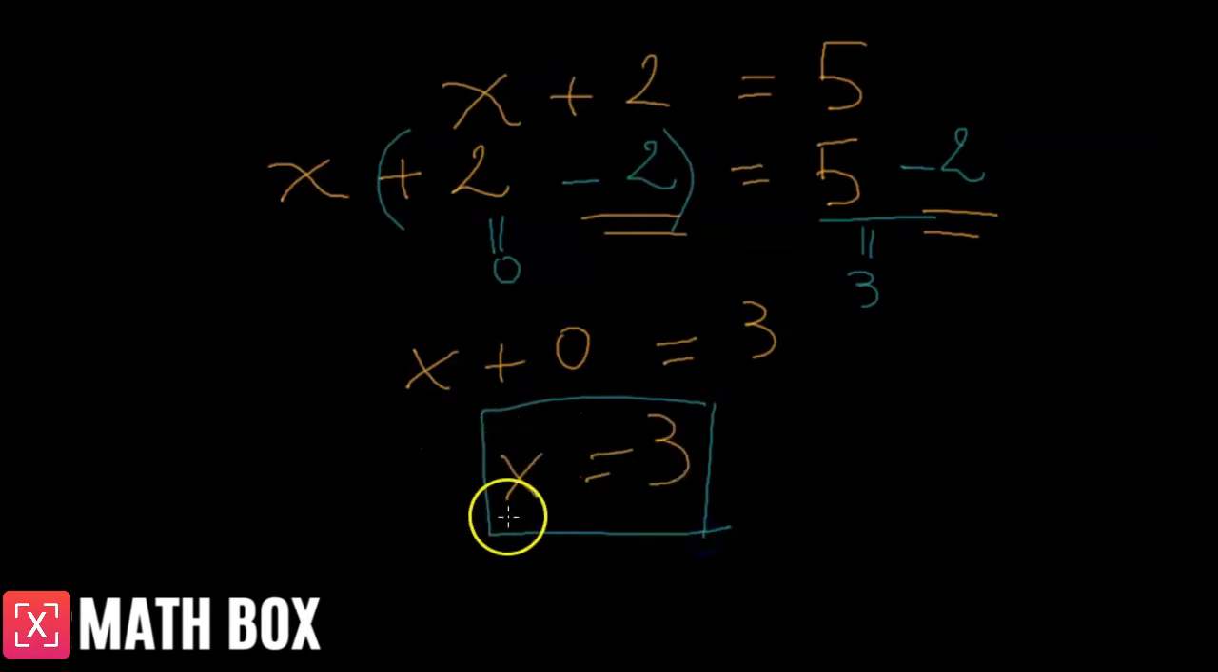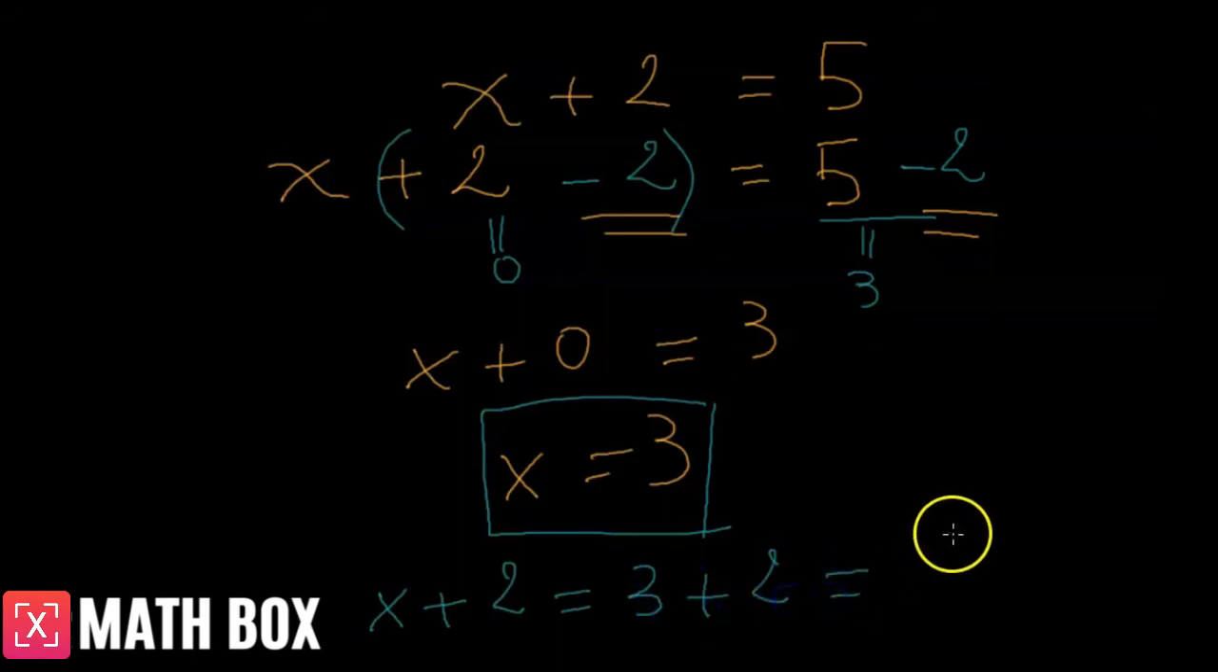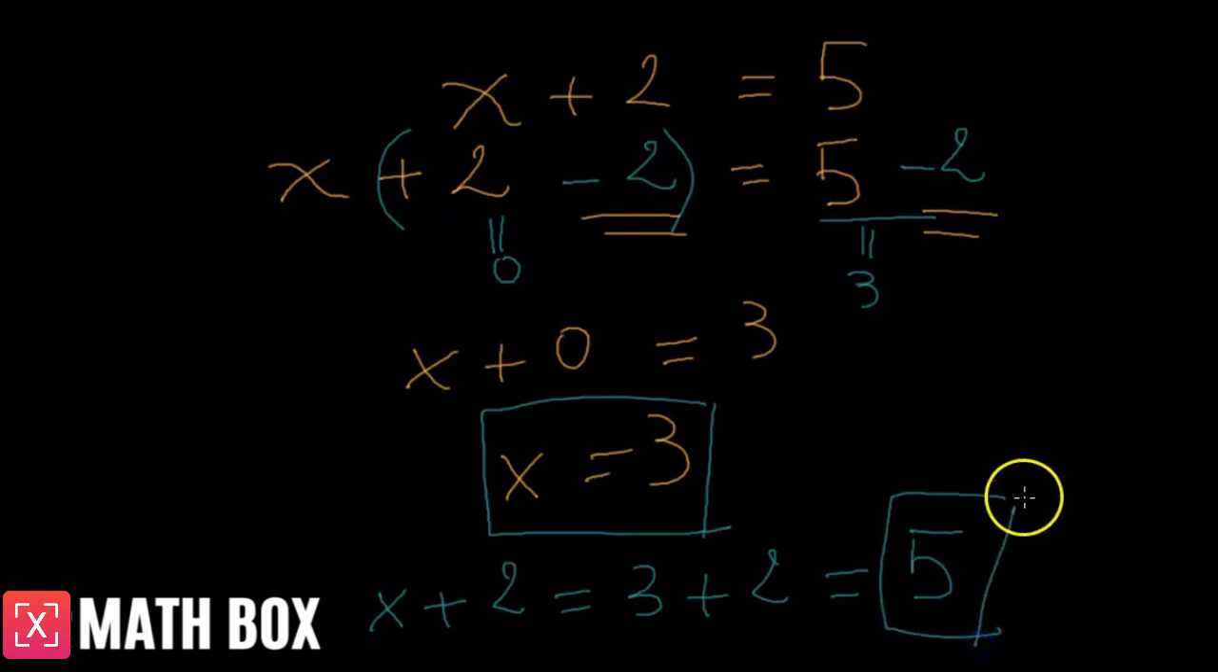And to verify that we are right, we go here and we put x plus 2, and if x is equal to 3, it's going to be 3 plus 2, and this is effectively equal to 5. That it is here.